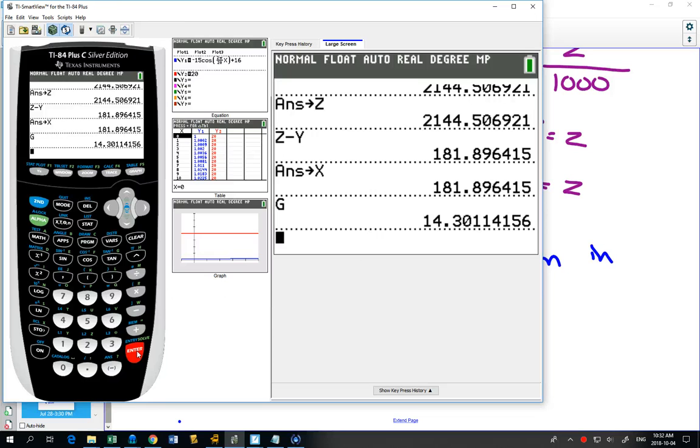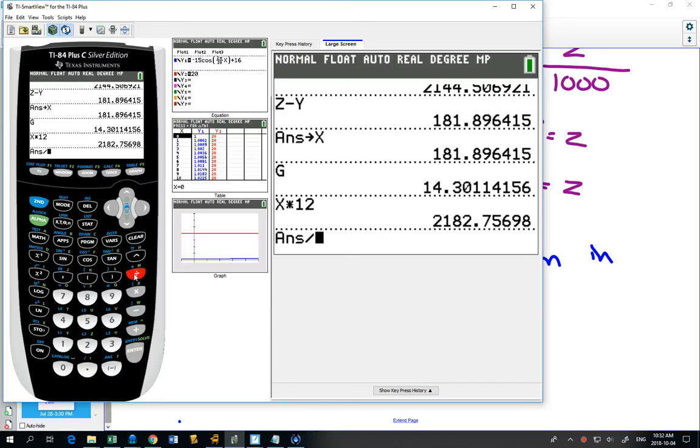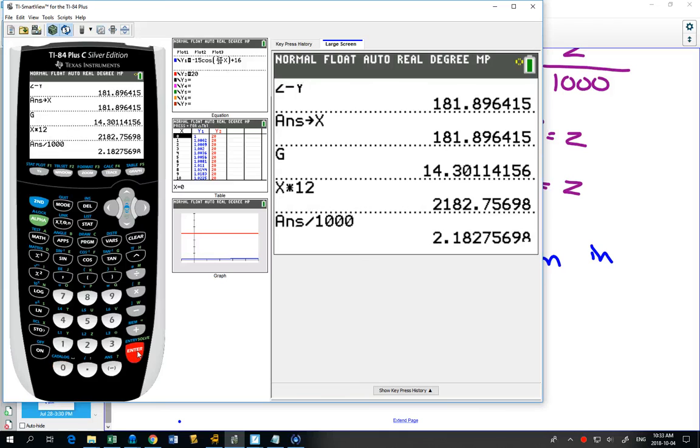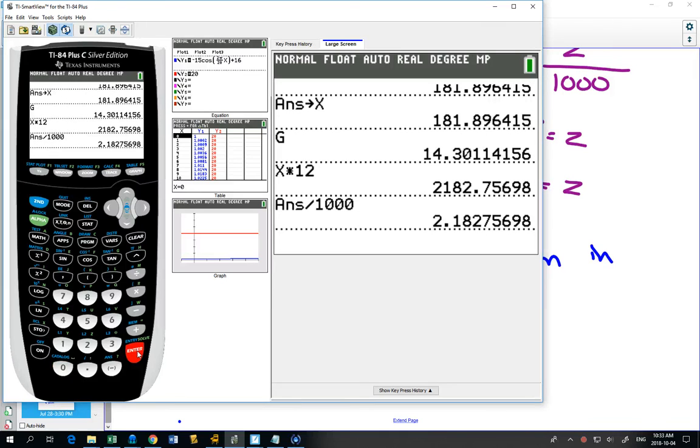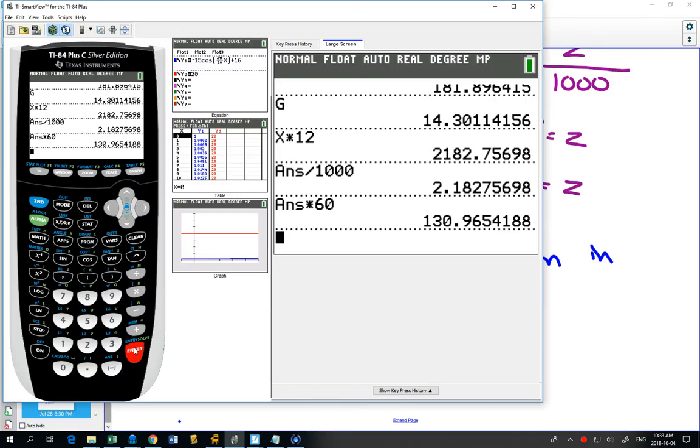So this car traveled 181.9 meters in 5 seconds. If I multiply 5 by 12, 5 times 12 is 60. So then I can take x times 12. This is how many meters it traveled in a minute. If I divide that by 1,000, that's how many kilometers it traveled in a minute. If we multiply that by 60, 60 minutes an hour, that's how many kilometers this car would travel in an hour.